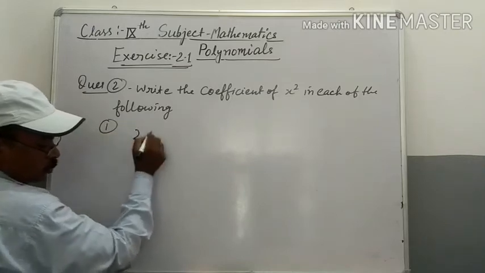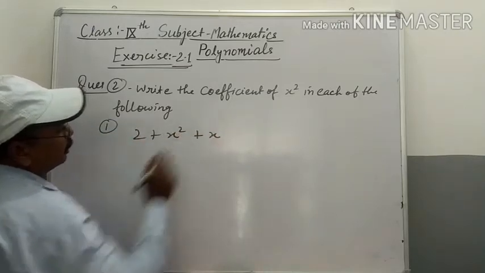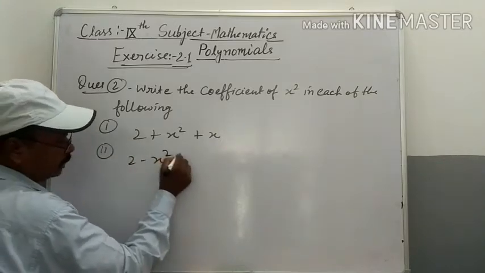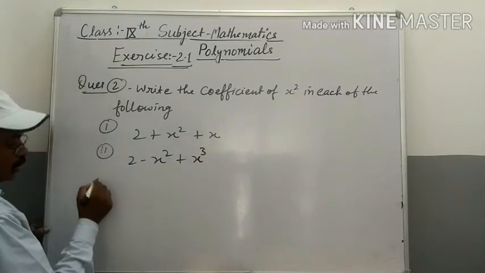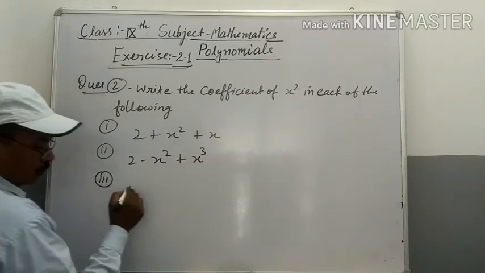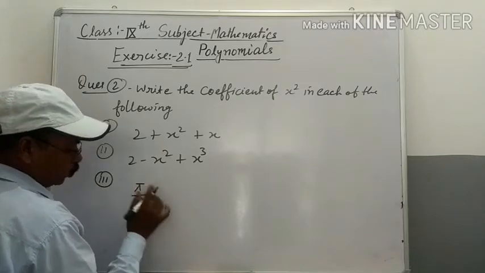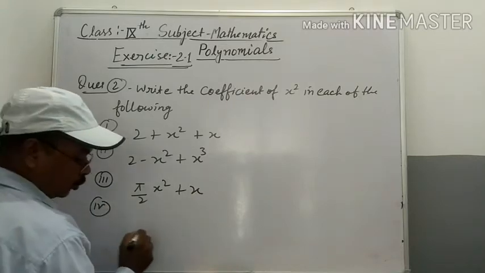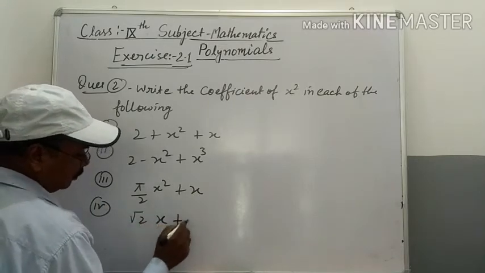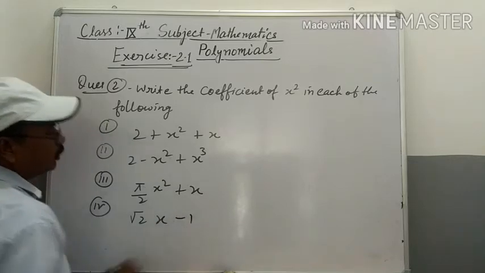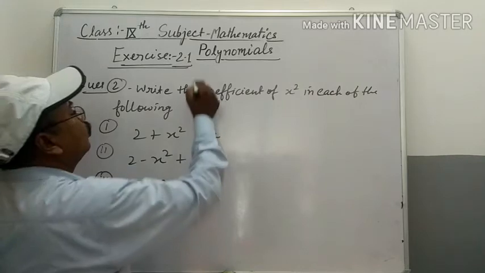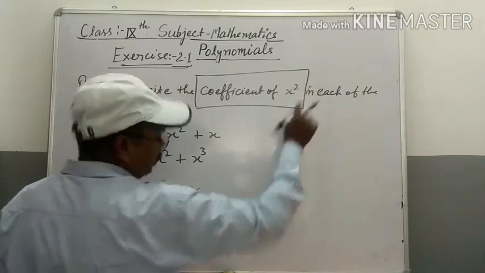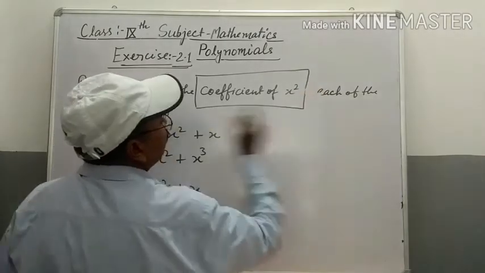First, 2 plus x square plus x. You can see, students, the second one, 2 minus x square plus x cube. Students, the third, pi upon 2, pi by 2, x square plus x. Fourth, students, under root 2x minus 1. We have to find the coefficient of x square in each. Students, definitely that is very clear.